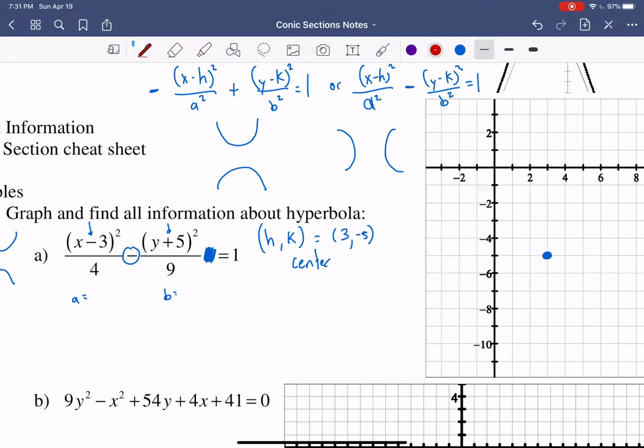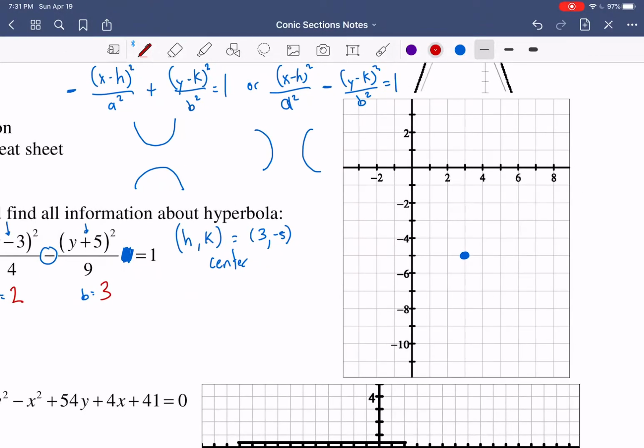The next piece is going to be what I just referred to as the box. And we use a and b to do that. Kind of like how we had those inverse trig functions built on top of the regular trig functions, we can see this hyperbola as being built off of the ellipse. Just like an ellipse, we have this fraction where we have a squared on the bottom, so that means a is 2. And we have b squared on the bottom, so b is 3.